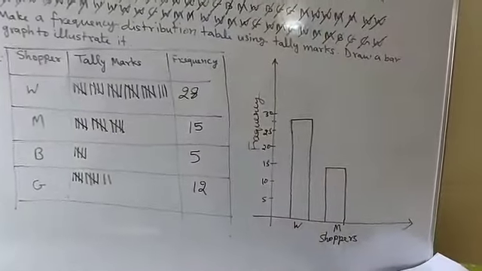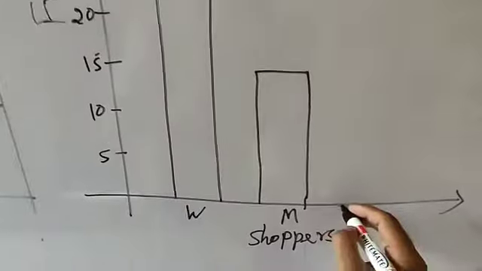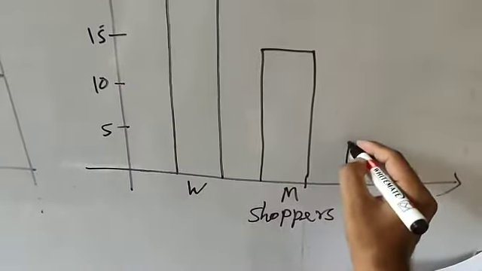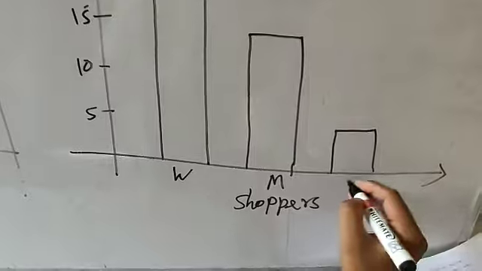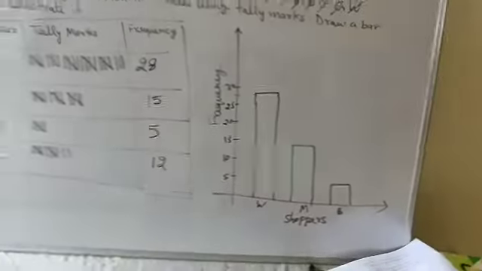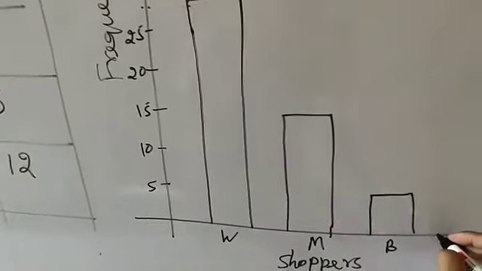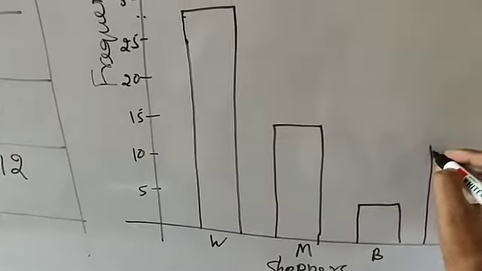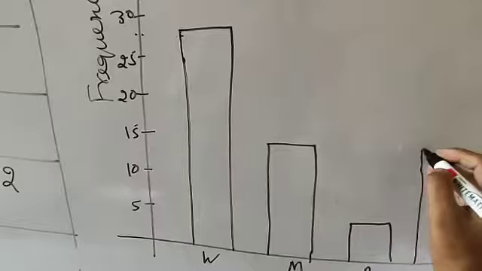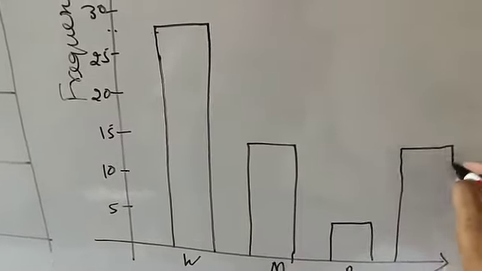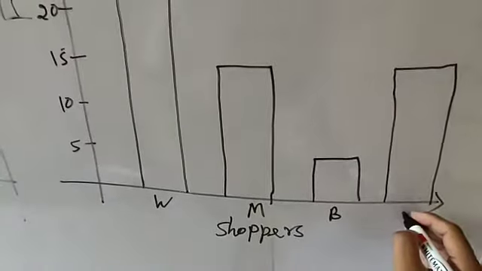Now number of boys are 5. So you will represent here. Again you will leave the space, and here up to 5. That is the number of boys. And number of girls are 12. So here it is 10. So just above that you will get the 12. 4 columns, 4 small lines above you will get the 12. So here it is number of girls.